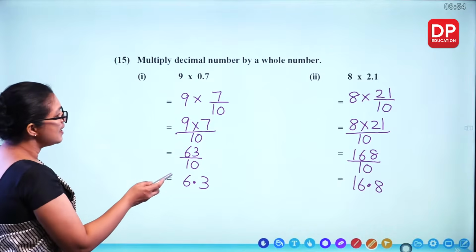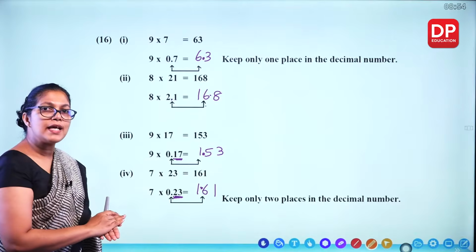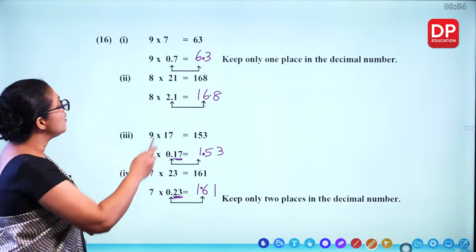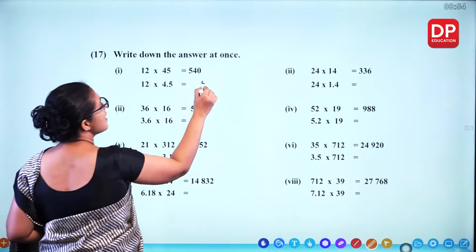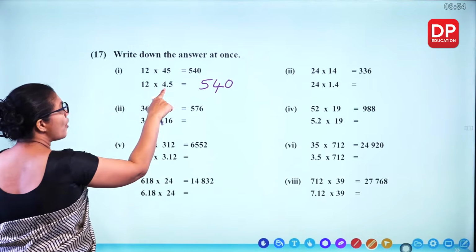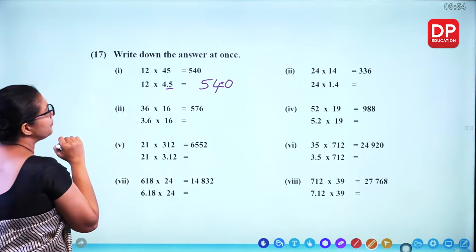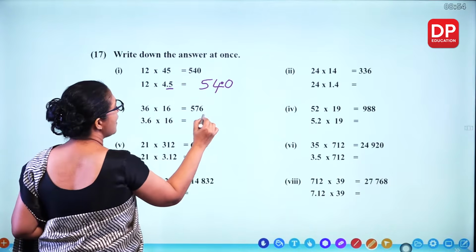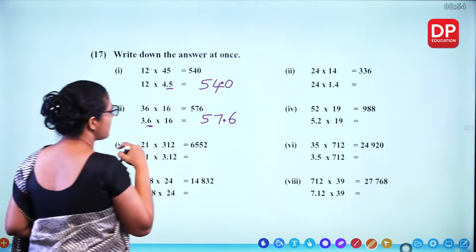So previously you did with a fraction, and this one just do the multiplication ignoring the decimal point and then keep the decimal point by looking at the question. Write down the answer at once. Now we know 12 times 45 is 540. So what's the answer for 12 times 4.5? One decimal place. So 54. 36 times 16 is 576. So 576 and then one place you have to keep to the answer.